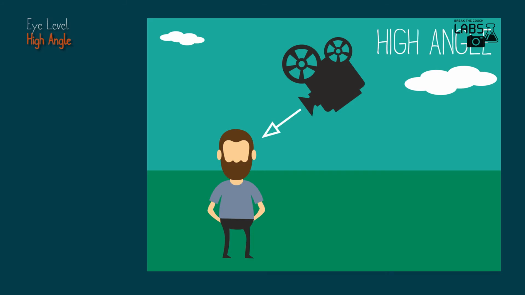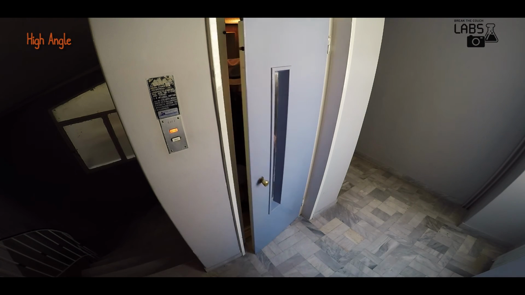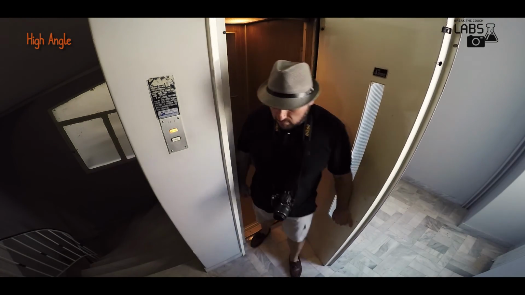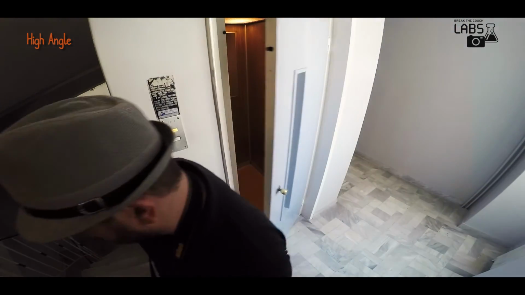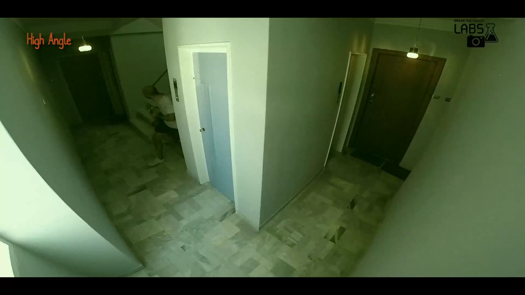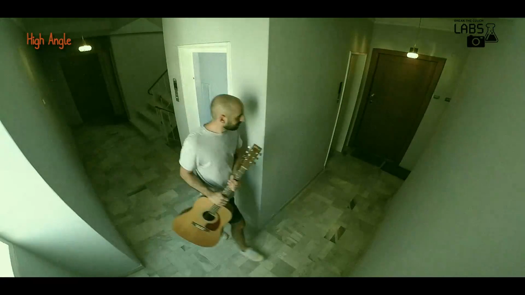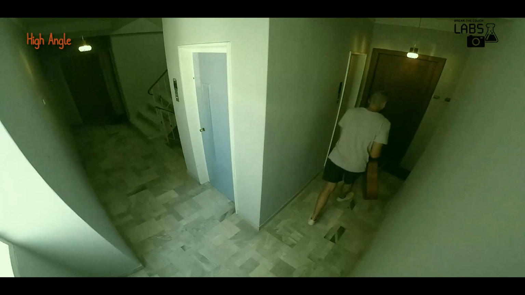High angle. High angles make the subject seem smaller and less significant or even scared. The camera is elevated above and looks down upon the subject. These angles are often used to demonstrate to the audience a perspective of a particular character. Security cameras fit this category and they give a sense of surveillance.